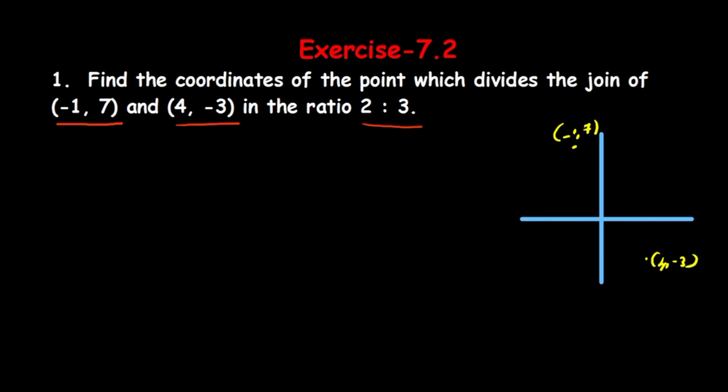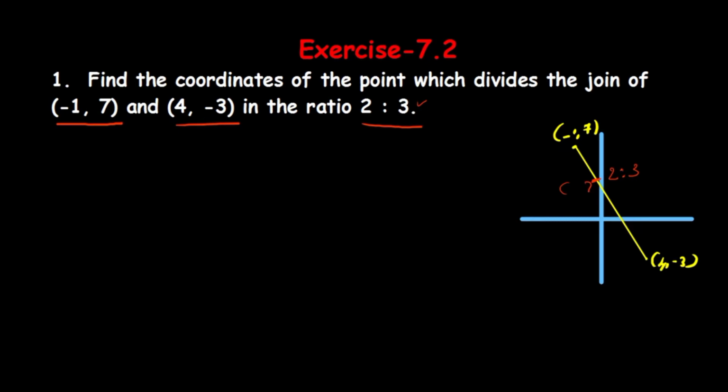Now if you join these 2 points, yes, this is a line. If this line is divided in the ratio 2:3, because here it is given as 2:3, maybe the point divides it here, and then we need to find what the point is. So this is the concept: find the coordinate of the point which divides the line joining the 2 points (-1, 7) and (4, -3) in the ratio 2:3.